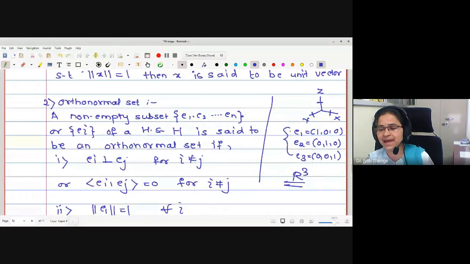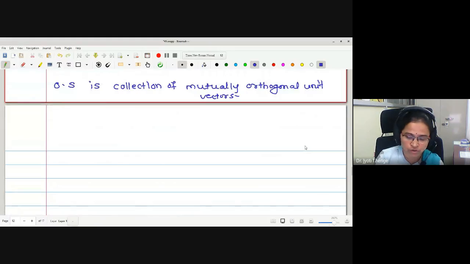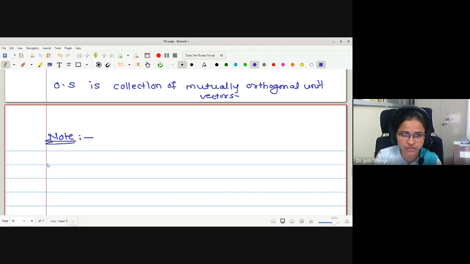In the R3 space, the XYZ axes are mutually orthogonal axes. On those axes, we will consider the unit vectors. We know the standard basis is the unit vectors, correct? Therefore, E1 is (1, 0, 0) along the x-axis, E2 is (0, 1, 0) along the y-axis, E3 is (0, 0, 1) along the z-axis. These are the unit vectors and also mutually orthogonal. Therefore, this forms the orthonormal set. Okay, now we will write some small notes on the definition.